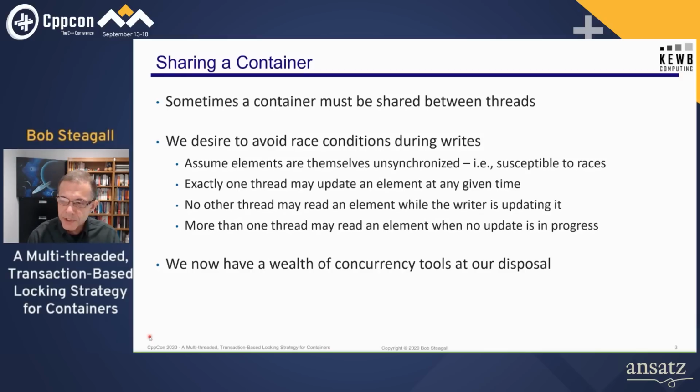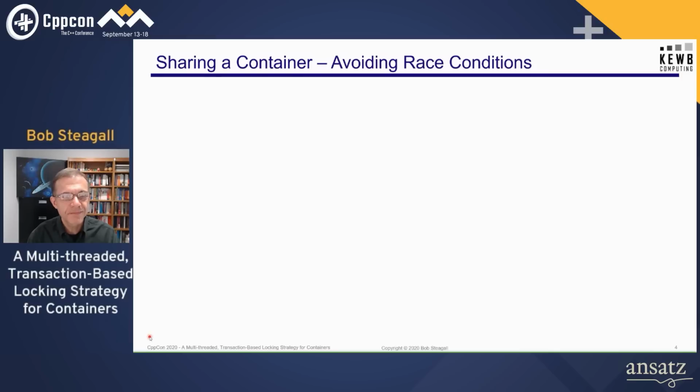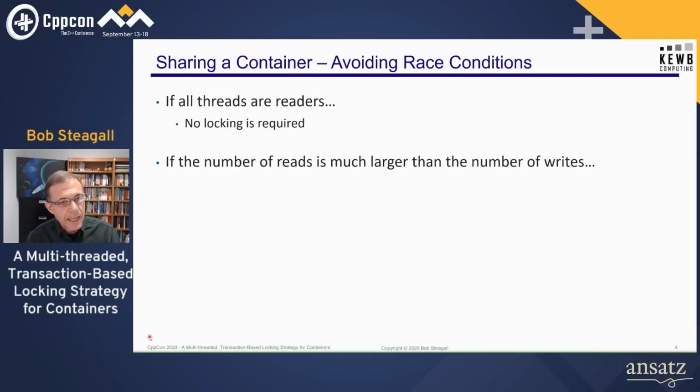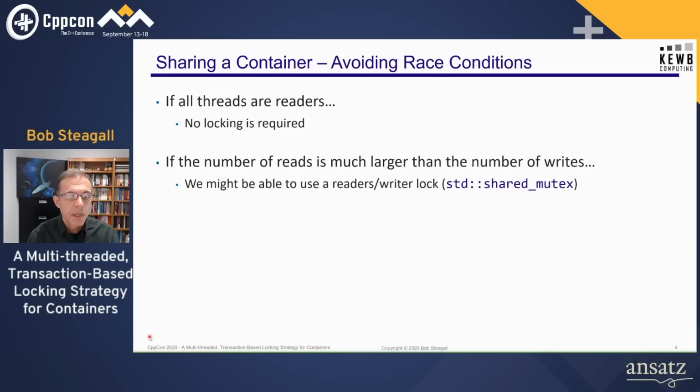In modern C++, we have a lot of concurrency tools that are now available to us. And I think that writing multi-threaded applications is easier than ever. Maybe easier. So if we have this situation where we have multiple threads trying to manipulate a container, if all of the threads are readers, then we don't need any locking on the container. And if we're writing to the container and the number of threads that need to read the container is much larger than the number of threads that need to write to it, then we might be able to use a reader's writer lock like std::shared_mutex.